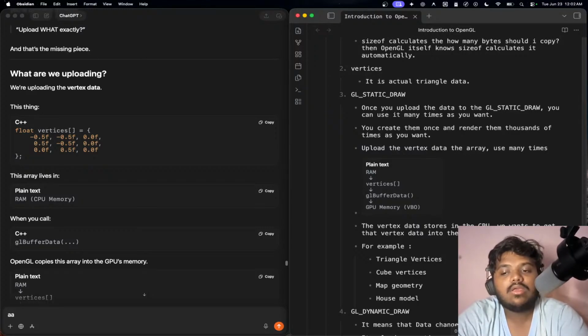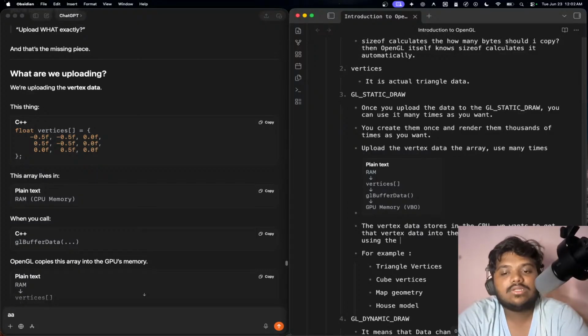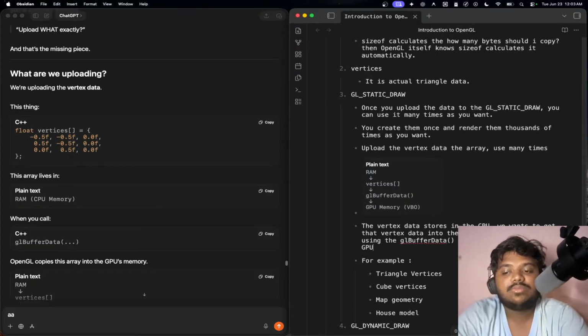That's why we are using glBufferData to pass the value to the GPU memory. GPU memory VBO, right? So the VBO is present in the GPU. I don't actually know about that. Okay, sorry.